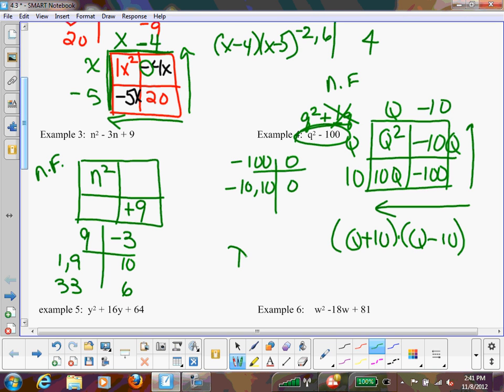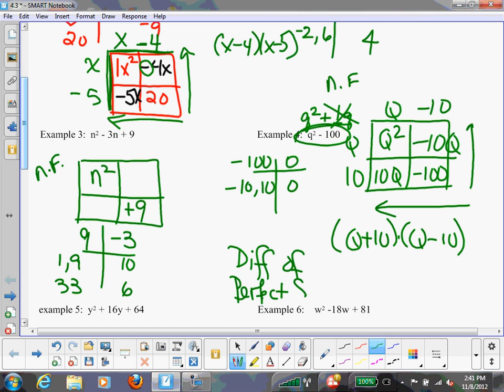It's called the difference of perfect squares. You want to make sure you notice difference of perfect squares has only 2 terms, both terms which are squared values. Isn't 100 a perfect square? Isn't Q squared a perfect square? Difference means the sign in between is negative.